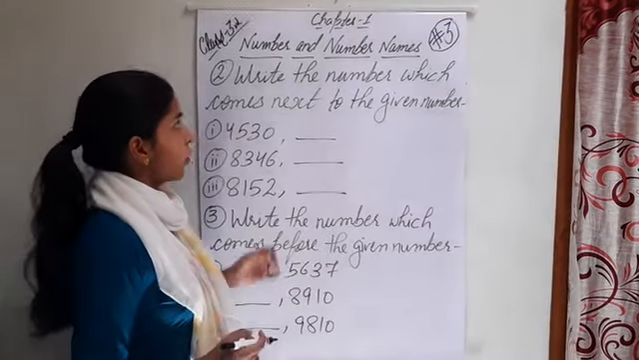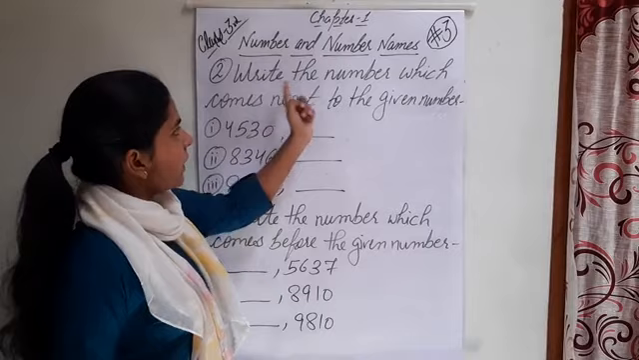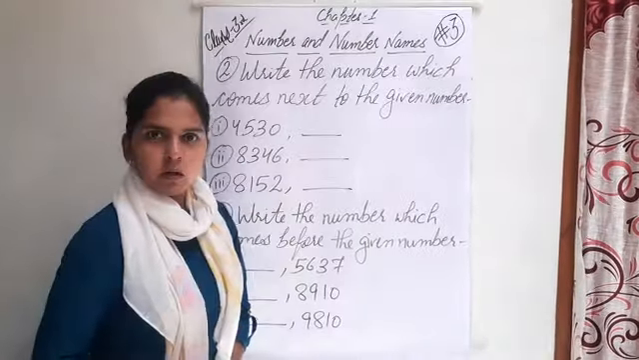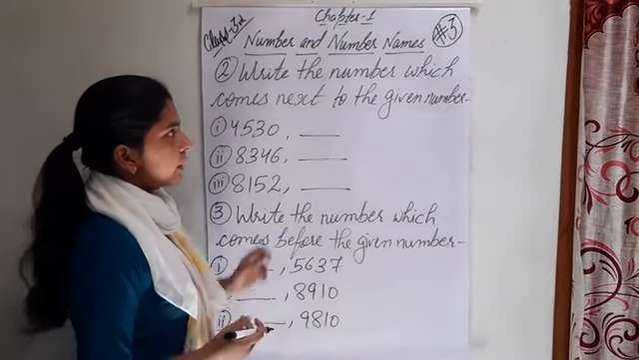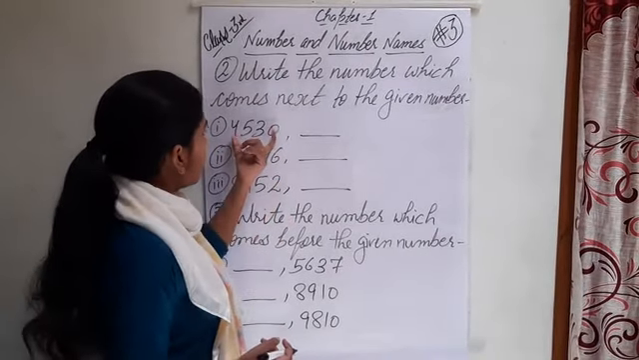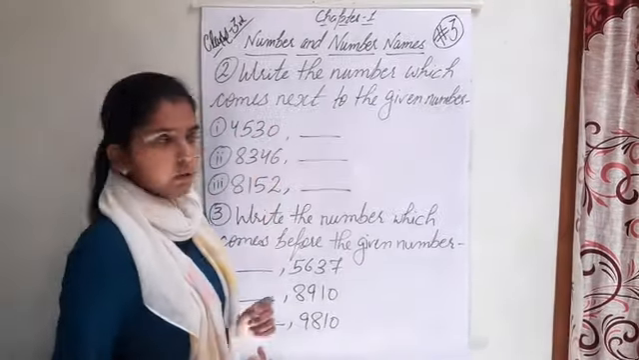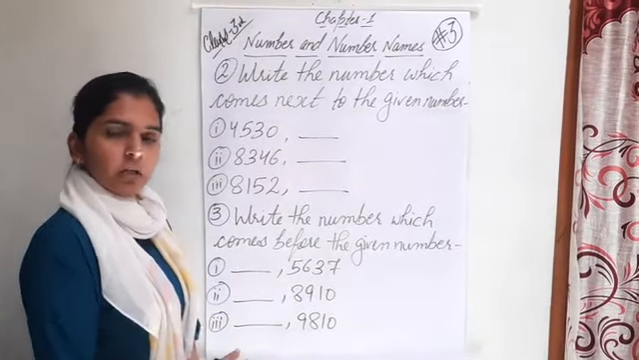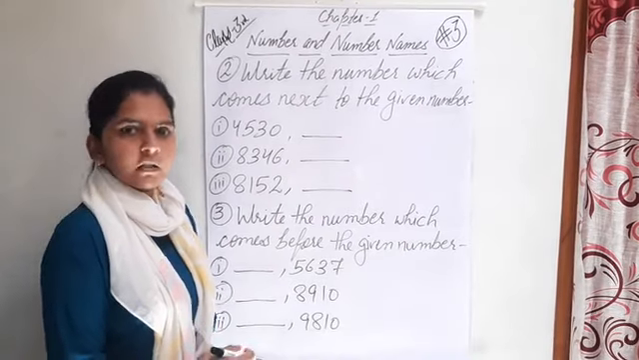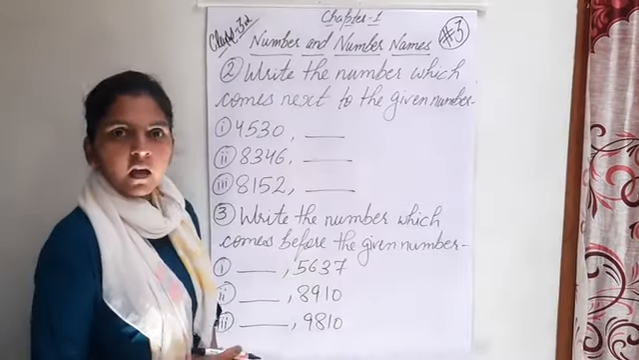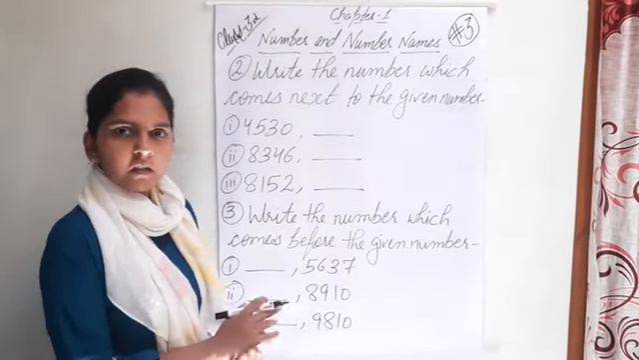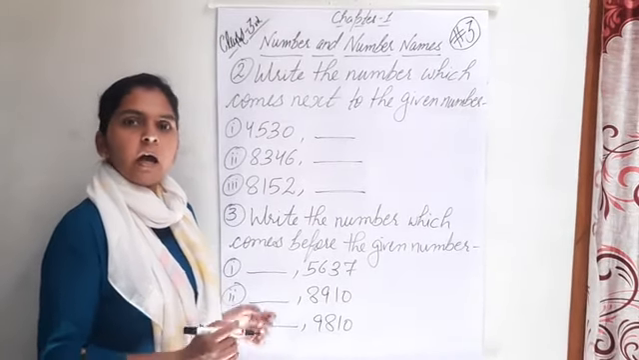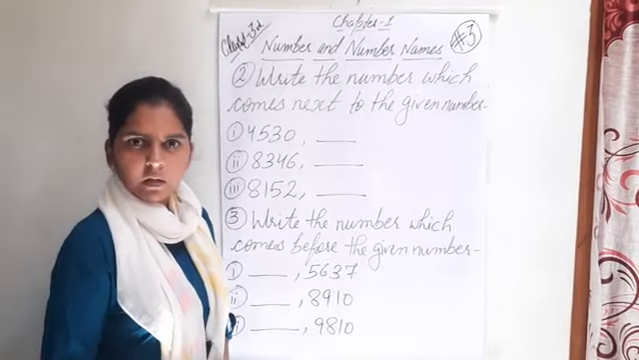Okay students, the next question is, write the number which comes next to the given number. We have to write the number which comes next to the given number. It means we need to find the successor of these numbers. And I told you, to find the successor of a number, we need to add 1 to the given number, right?